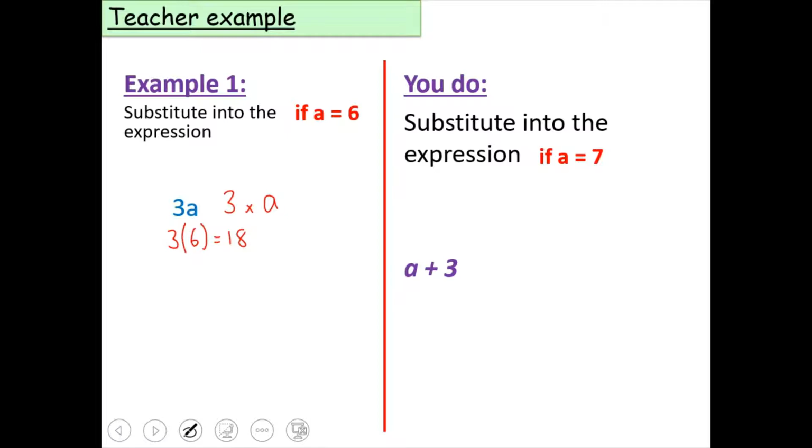Now, I want you to substitute into the expression a plus 3 if a equals 7. I want you to attempt this question, pause the video when I say, and then I'll go through the answer with you. So can you pause the video now?